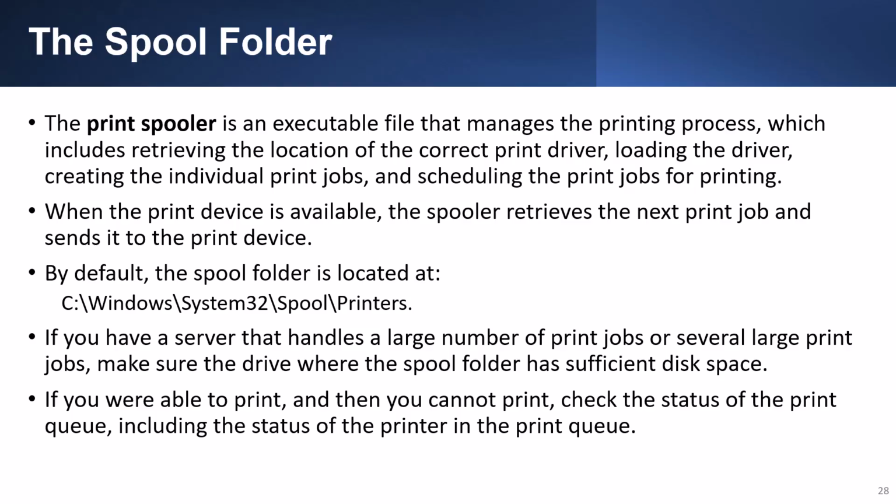By default, the spool folder is located at C:\System32\spool\printers. If you have a server that handles a large number of print jobs or several large print jobs, make sure the drive of the spool folder has sufficient disk space. If you're able to print and then you cannot print, check the status of the print queue, including the status of the printer and the print queue.